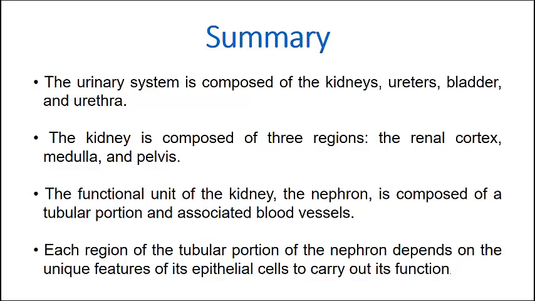Each region of the tubular portion of the nephron depends on the unique features of its epithelial cells to carry out its function. All the segments of the nephron are structured by these epithelial cells. Some epithelial cells help to filter the blood for the necessary solutes and water molecules that will make the urine, and other epithelial cells, in the proximal convoluted tubule, loop of Henle, and distal convoluted tubule, will ultimately guide that urine into the ureter.